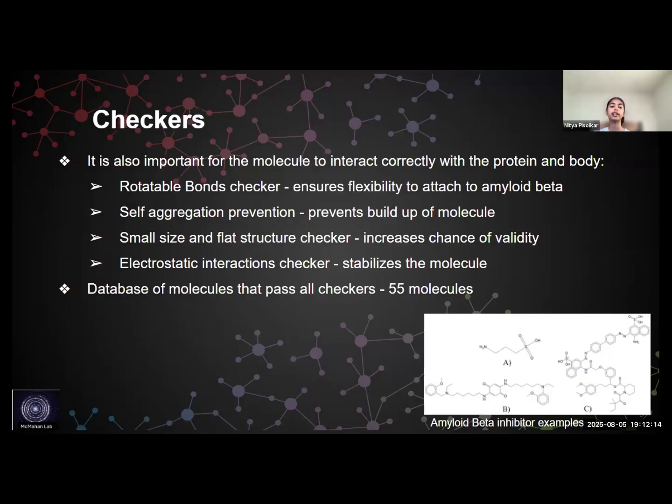Then we have our small size and flat structure checker to increase the likelihood that the molecule is drug-like and can permeate those tight biological spaces and thus increase validity. And lastly, we have our electrostatic interactions checker that confirms that the molecule has the potential to form stable interactions with those target proteins. After applying all of these checkers, we're left with a database of 55 promising molecules.